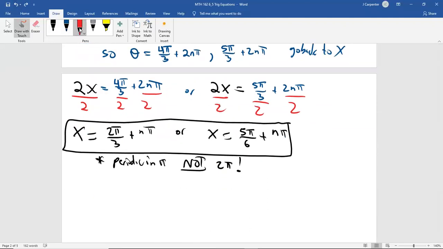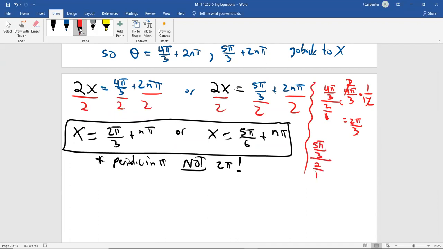All right, so where did this math come from? The 4 pi, let's just squeeze it over here. 4 pi over 3 divided by 2 over 1. So that's 4 pi over 3 times 1 over 2, and then the 4 reduces to a 2, and the 2 reduces to a 1, giving you your 2 pi over 3. For the 5 pi over 3 divided by the 2, that's divided by 2 over 1, so that's 5 pi over 3 times a half, which clearly gives you your 5 pi over 6.